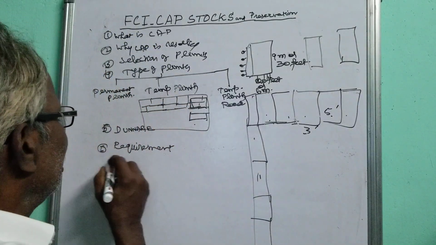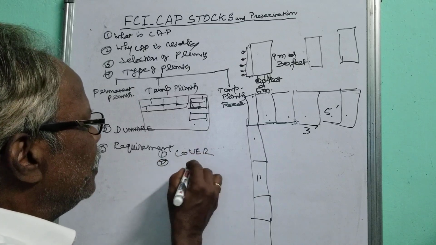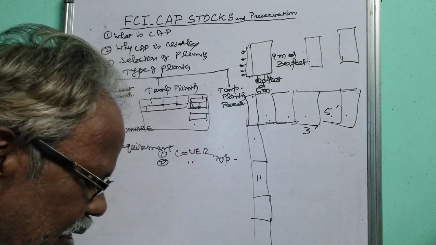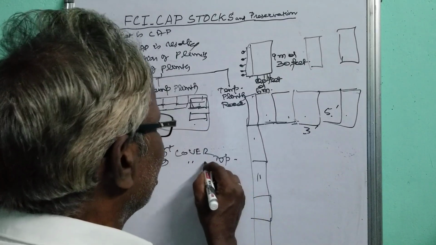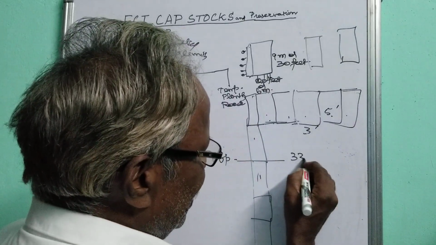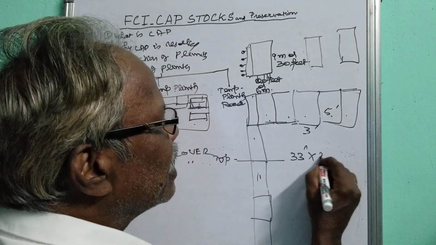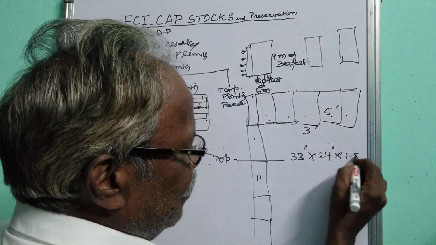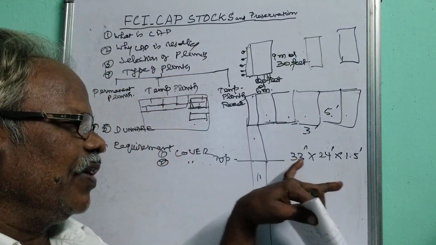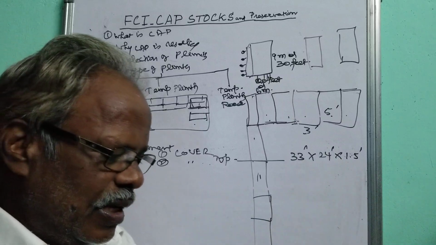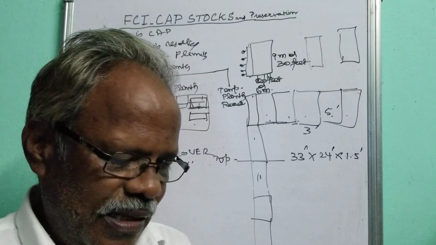And the next requirement. One is the cover, second is the cover top having the size of 33 into 24 into 1.5. That is, cover top 33 feet length, 24 feet breadth and height 1.5 feet. In such a way the cover top should be arranged over the cover.